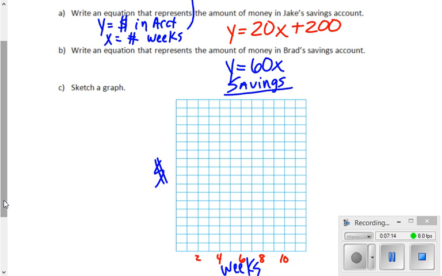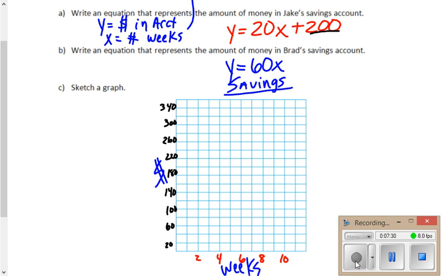I'm going to go ahead and do my y-axis. I know I need to at least get up to 200 here, so I probably need to get past 200. So I'm going to go ahead and go up by 20s. I'll go ahead and graph Jake's line here.